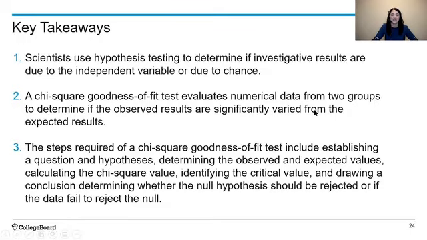All right, what should we take away from this video? Scientists use hypothesis testing to determine if results are due to the independent variable or due to chance. The chi-square test evaluates numerical data from 2 groups to determine if they are significantly varied from the expected results. And the steps of a chi-square test include establishing a question and hypotheses, determining the observed and expected values, calculating the chi-square value, identifying the critical value, and then drawing a conclusion as to whether the null hypothesis should be rejected or if the data will fail to reject the null.